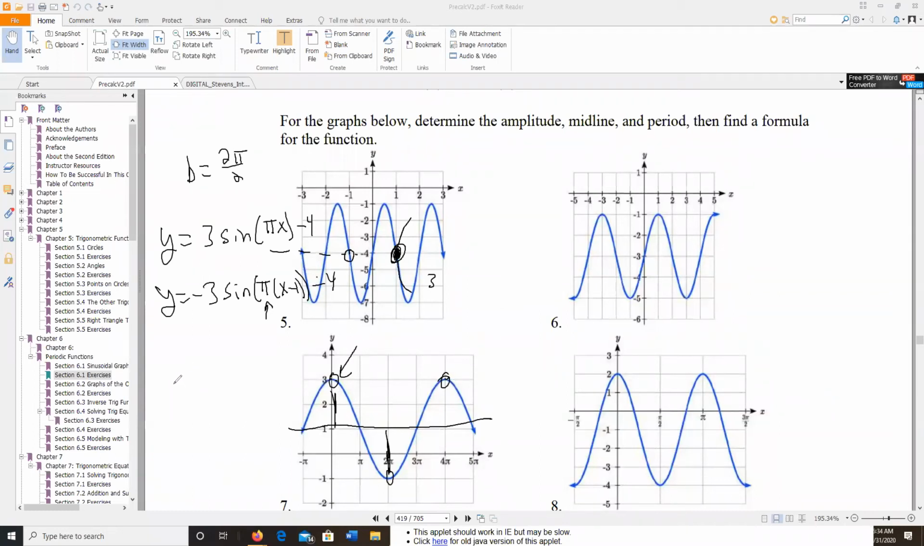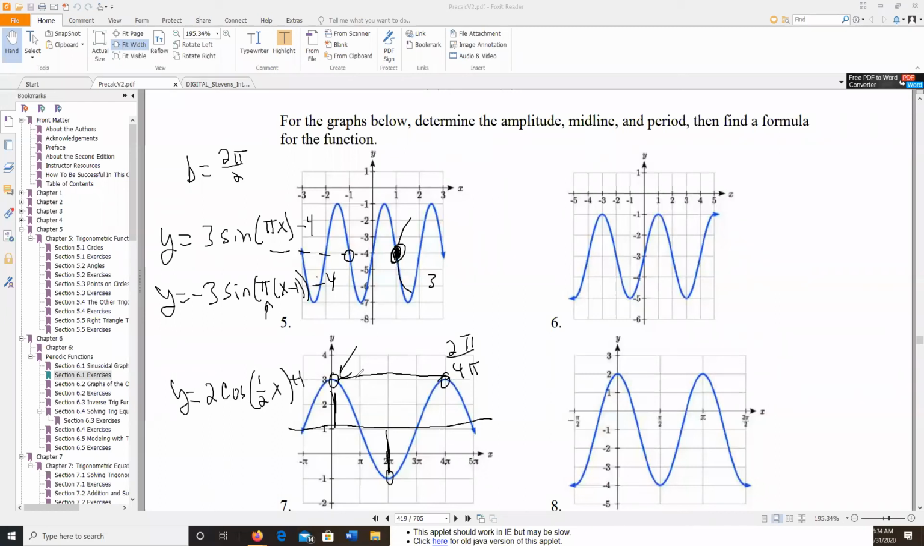So y equals, if the amplitude is 2, cosine, let's see, what's the period? The period is 4 pi. It takes 4 pi to repeat. So 2 pi divided by 4 pi is 1/2. So 1/2 x. And it's not shifted left or right, but it is shifted up 1, so plus 1.